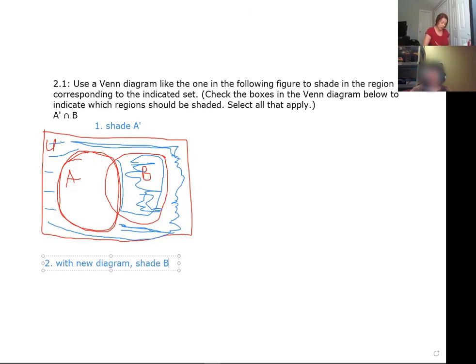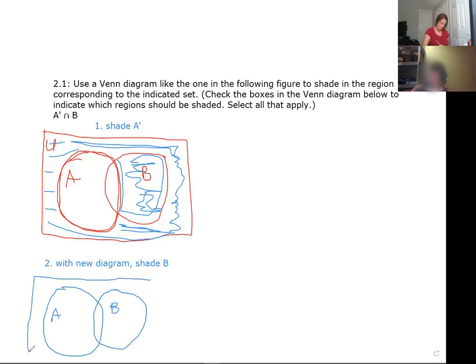shade B. And the reason I'm doing this in multiple steps is so I can see what's happening between the two different figures. So here's my A, here's my B, here's the box, and here's the universe. I'm going to shade it in a new color. So I'm just going to shade B. So B is literally just this whole circle B. And so it's this area plus this overlap area because it's just this whole circle B.